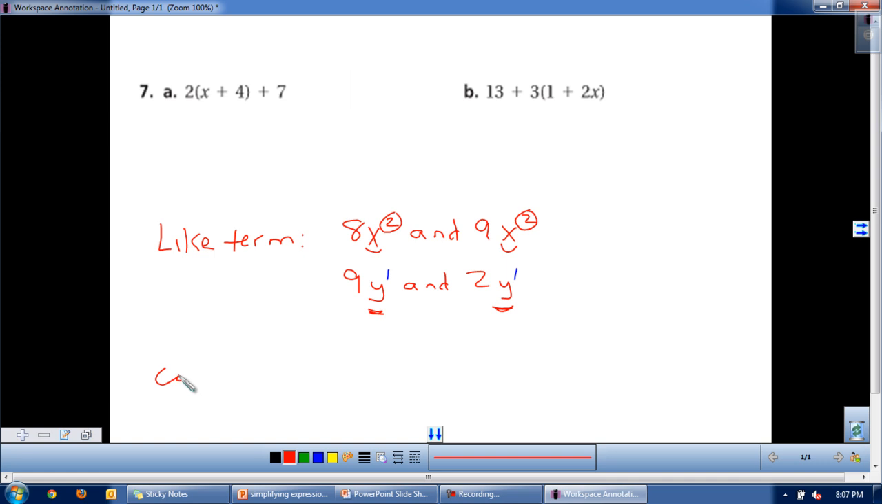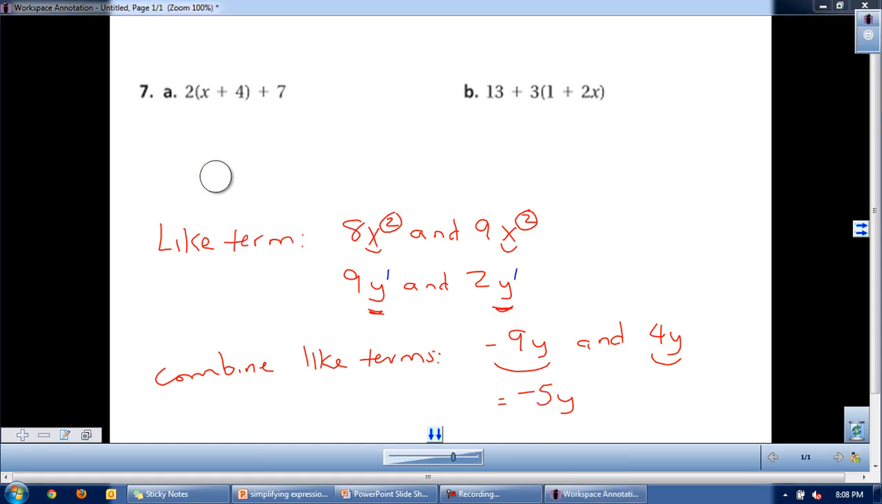And combine like terms, meaning to add the like terms. So if we had 9y and 4y, if you combine these two, you add them together, then you would have 13y. Alright, so make sure that we understand what like terms are and what combining like terms mean.